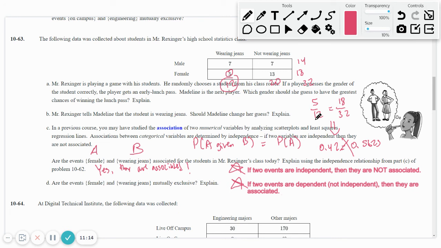So I'm hoping this helps. Again, let me know if you guys have any questions on the probability aspect. But please, please, please remember these vocab terms.